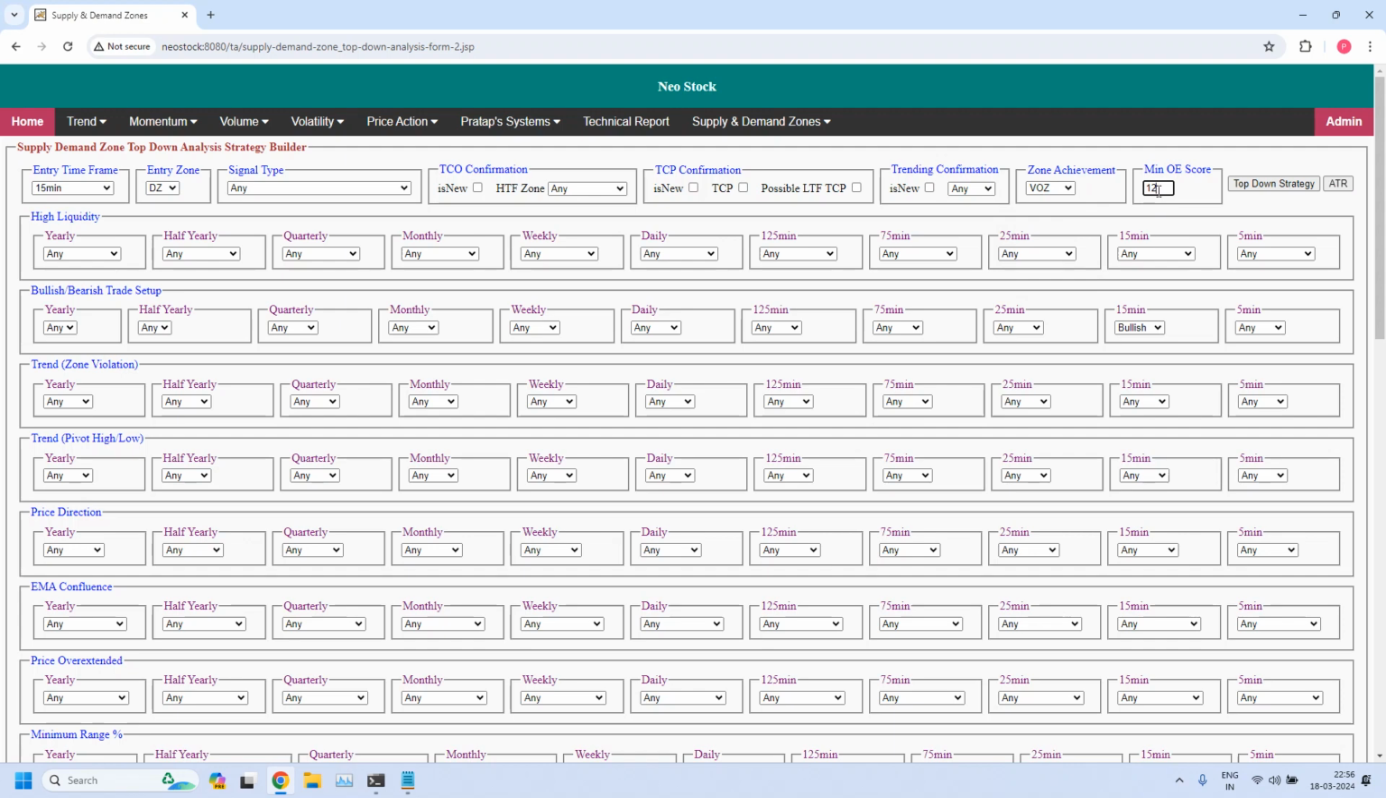It should be 12. If it is a sideways setup, it can be 11. But ours is not a sideways setup. Ours is a trending, that is bullish or bearish setup. So the minimum value should be 12. Now let us generate the report.